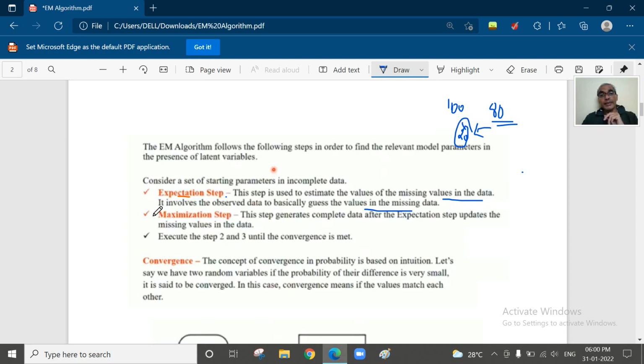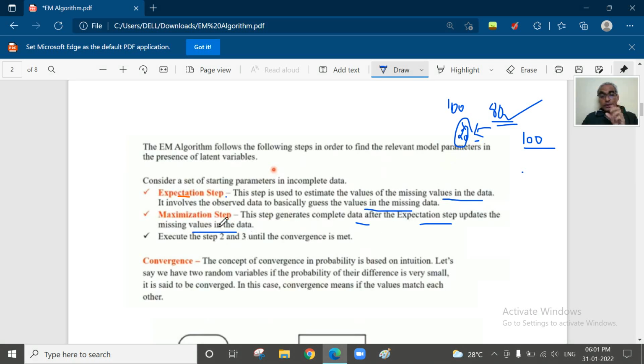Now we go to the second step, the maximization step. This step generates the complete data after the expectation step. Once you perform the first step, you apply this step. In the expectation step, 20 data are missing, so you guess 20 data. Now you have around 100 data: 80 were the actual data and 20 you have guessed. With this set of data, we update the missing values and try to maximize over these 20 data.